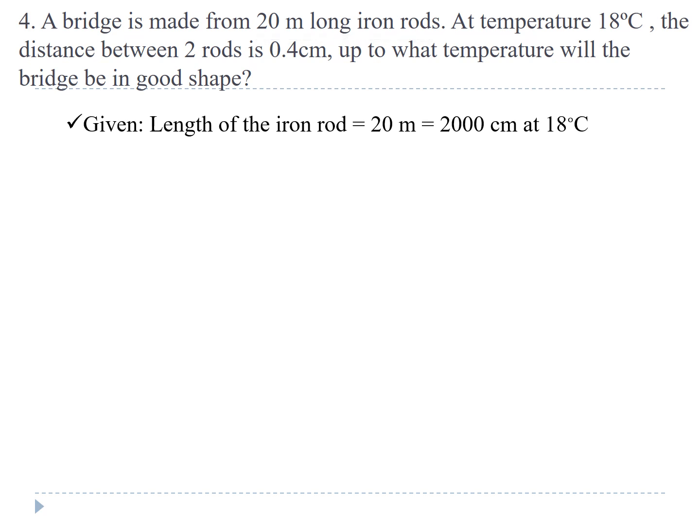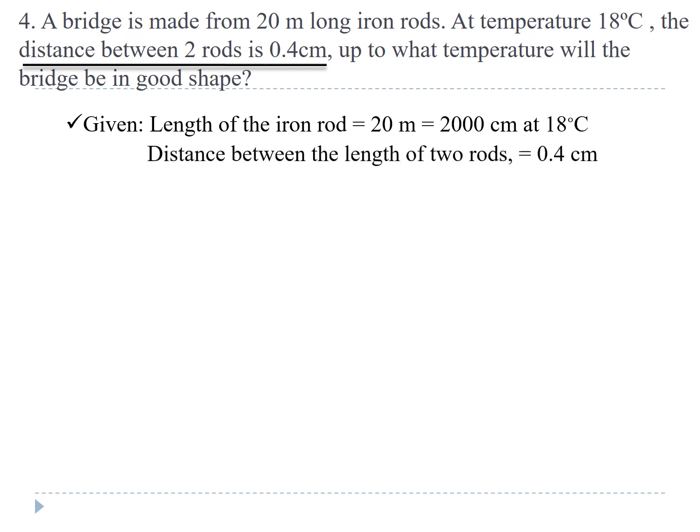Okay, now what is the next thing? The distance between two rod is 0.4 centimeter. Okay, so that also is given. That is what we have written. Now here there will be no conversion done. Why? Because it's already in centimeter, so no need of any conversion to be done. Okay, now what is it that you're supposed to find? Up to what temperature will the bridge be in good shape? Means that you're supposed to find out the final temperature.